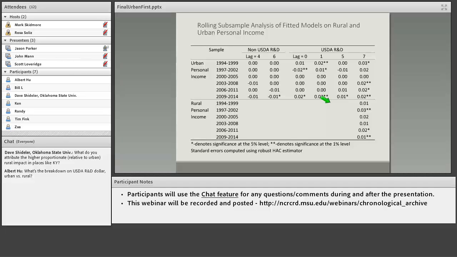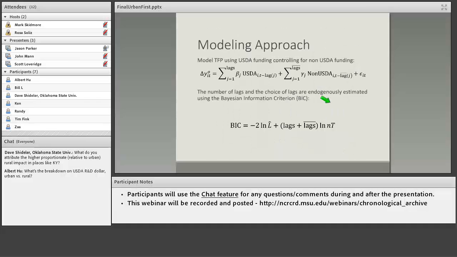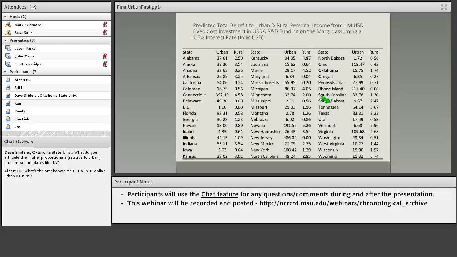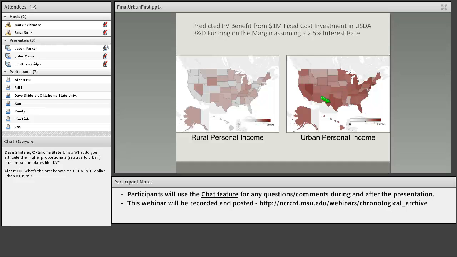So overall, there are essentially a lot of spillovers, and we think that when the federal government is trying to decide how to allocate funding, a lot of the time they're probably looking more at rural personal income, rather than where the benefit is about the same as the cost, and they're not thinking about all these spillovers that have a positive impact on urban personal income, which are significant.